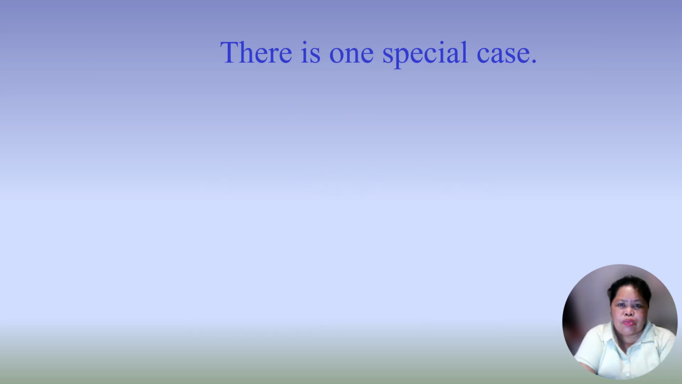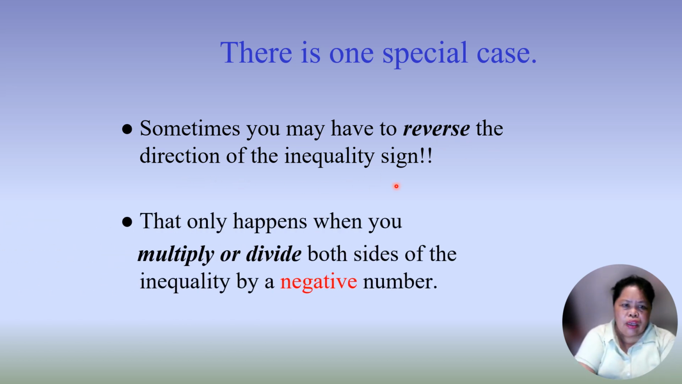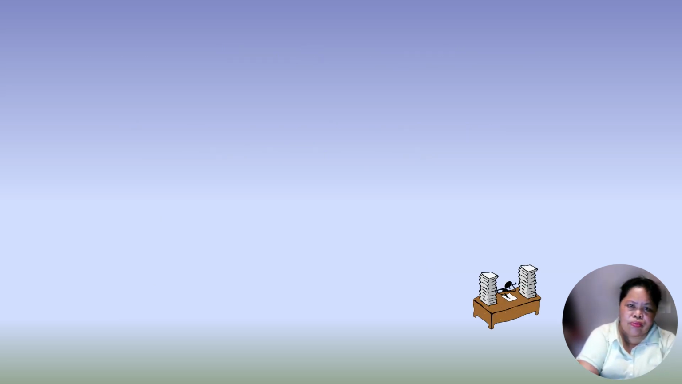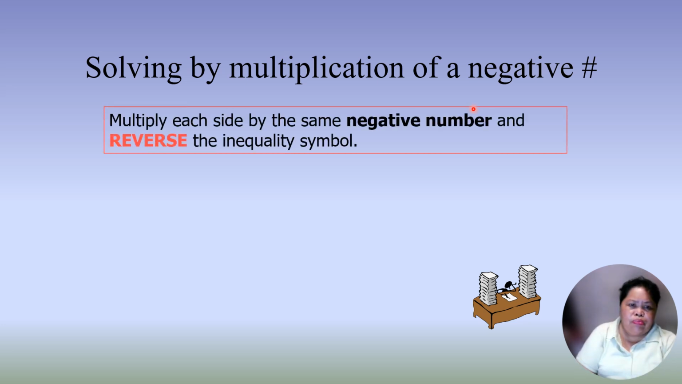So there is one special case. Sometimes you may have to reverse the direction of an inequality sign. How is it possible? That only happens when you multiply or divide both sides of the inequality by a negative number. Solving by multiplication of a negative number: multiply both sides by the same negative number and reverse the inequality symbol.